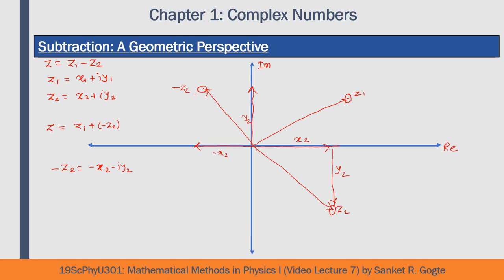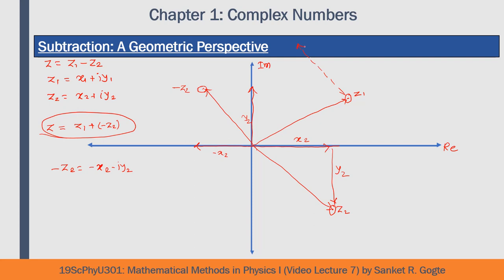And now addition is simple. We have to consider the parallelogram law of vector addition, where I am adding this z1 plus minus z2. So first I draw a vector parallel to z2 with the same length as z2 at the head of z1.